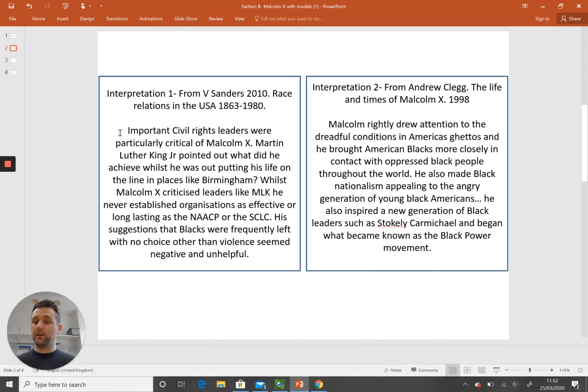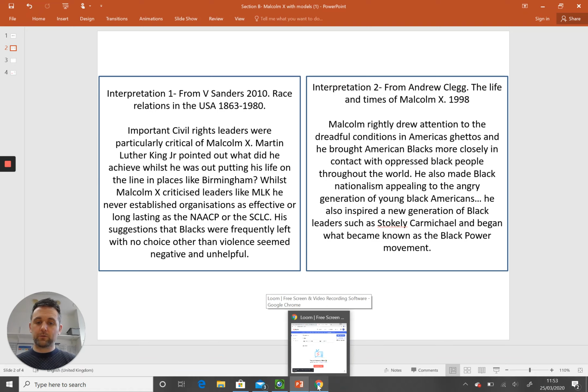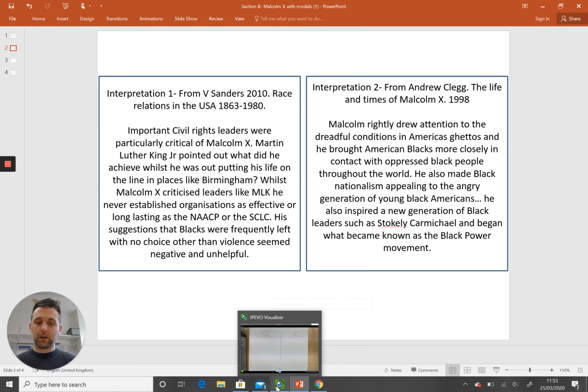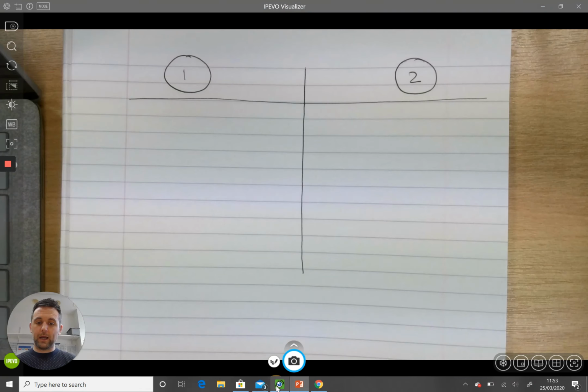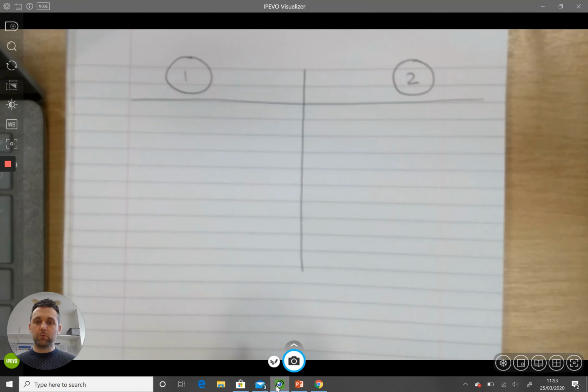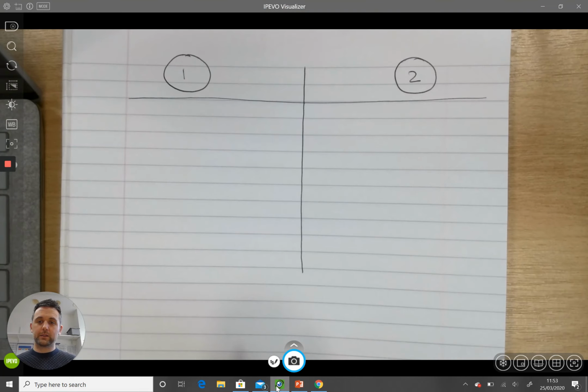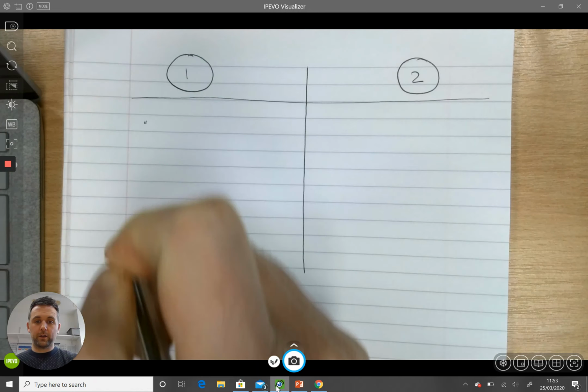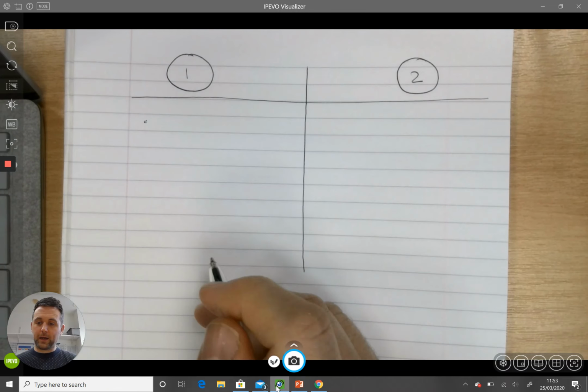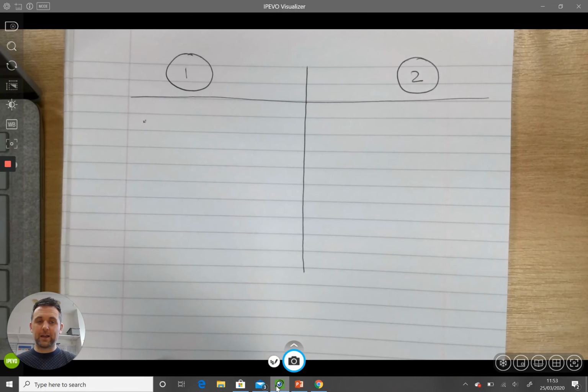Straight away you get a sense that this historian interprets the impact that Malcolm X had as relatively small. It doesn't take rocket science to work that out. What's really important is we bullet point that. As we start to plan for interpretation one, we want to think, what are the 2 main points that the historian makes? The first one I'd write down is that he had a limited impact in terms of legacy, in terms of anything long lasting. So no real legacy.